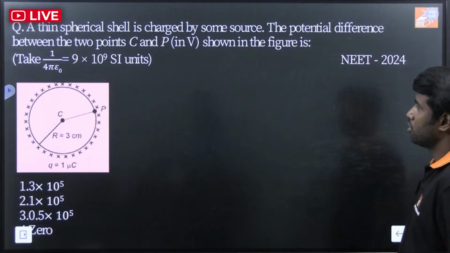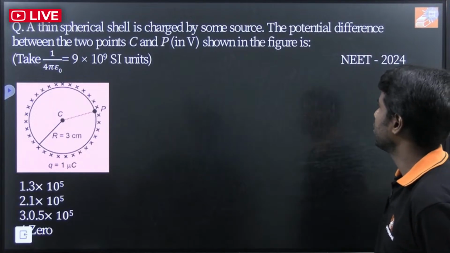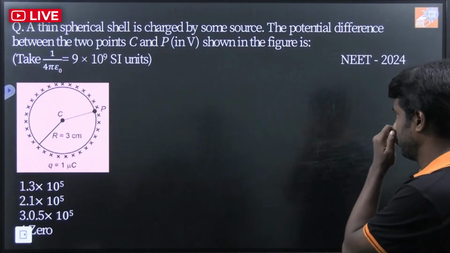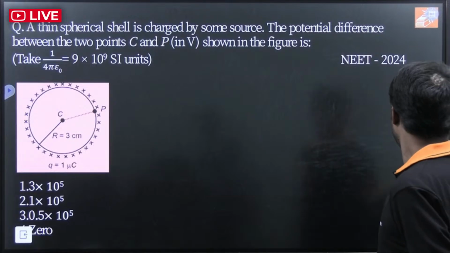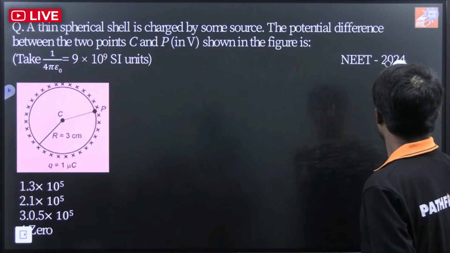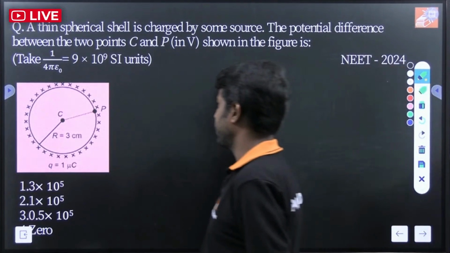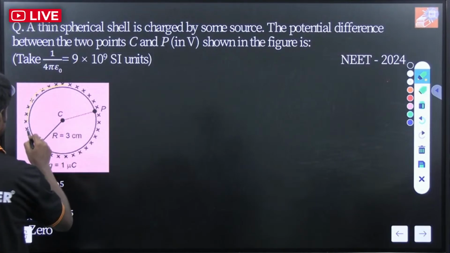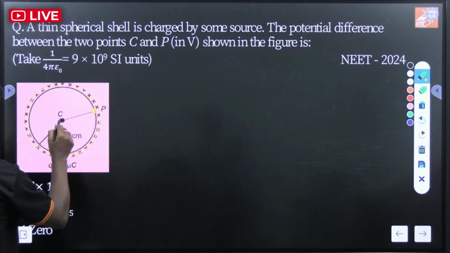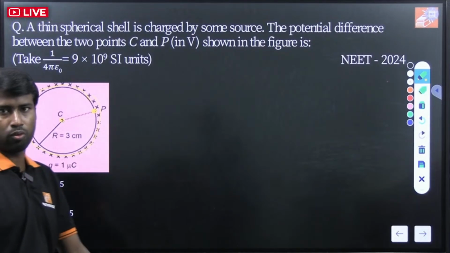Okay. So the first question for the day: a thin spherical shell is charged by some source. The potential difference between two points C and P, as shown in the figure, is? So we have to find the potential difference between the point C and P. Some charge is given to this shell, so of course we have to find the potential here and the potential here. This potential difference we have to find out. And that question came in 2024, the latest question.